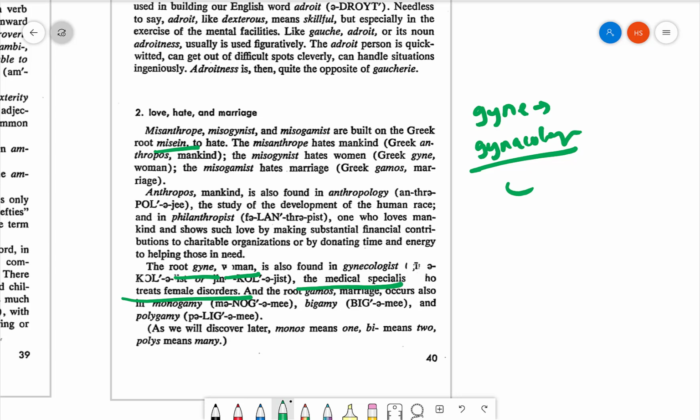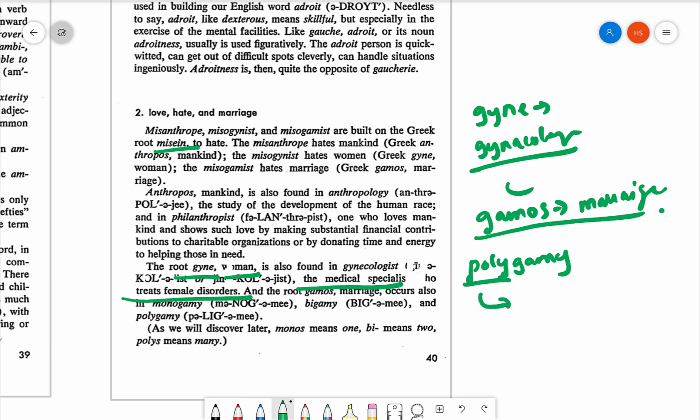Now let's move on to another word, gamos. Gamos, as we learned, means marriage. Polygamy: poly means many, and gamy means marriage. Polygamy is a ritual wherein a person is allowed to have many marriages. It is banned in a few countries and religions, but it is practiced in some religions and some countries.